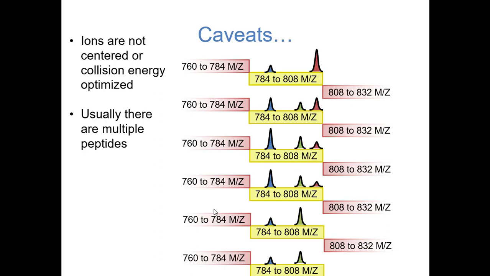So consequently, there are multiple peptides in this range, and you might have one that's a +2, one that's a +3, one that's a +4. And they're all fragmented the same as if you're assuming they're +2 peptides.